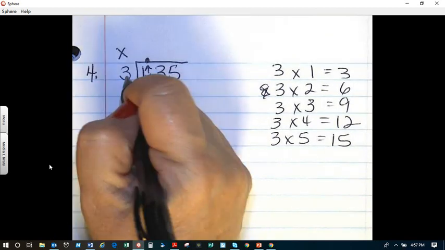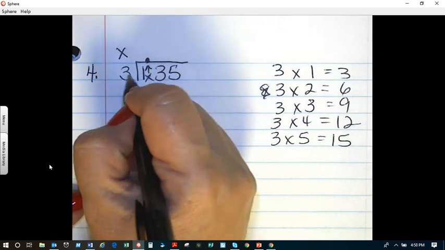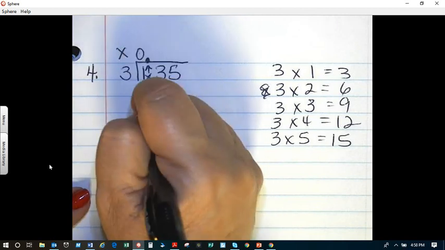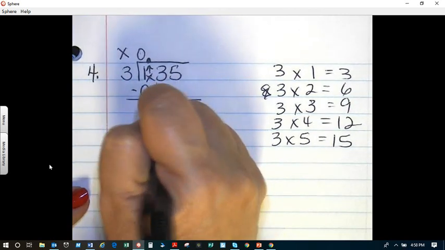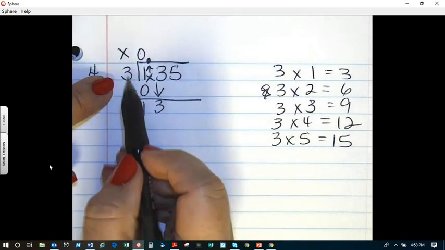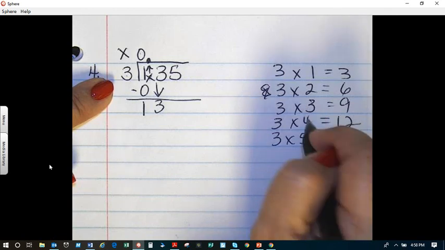Can 3 go into 1? Because this is why we call it the place value. We're going through the first place value. Can 3 go into 1? 0 times 3 equals 0. I subtract out, and that's 1. Bring down my 13. How many groups of 3 can go into 13 without going over? That's right, it's 4.